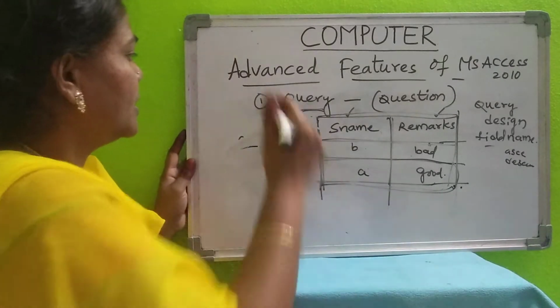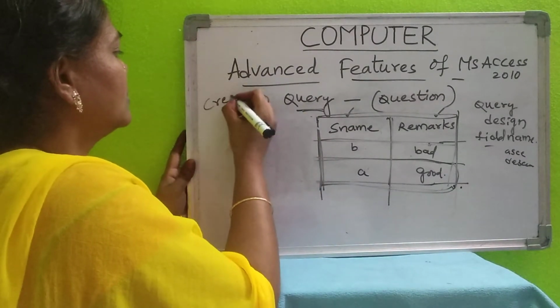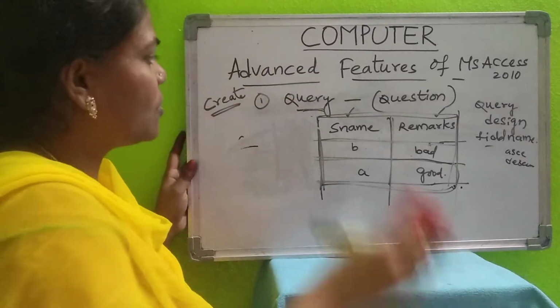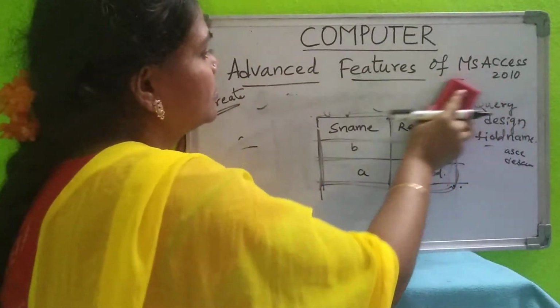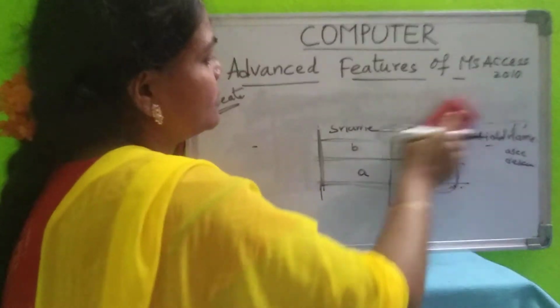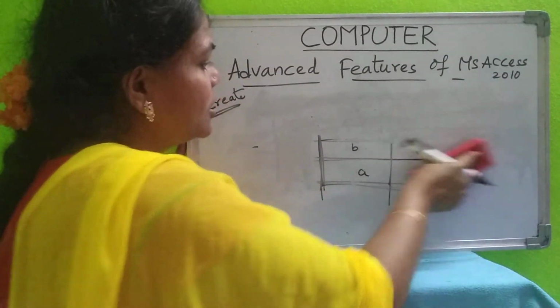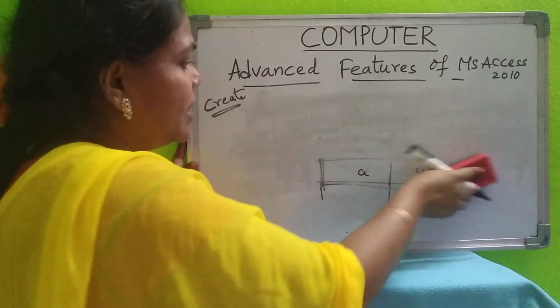This is in the Create tab. In this Create tab only you have the query, forms and reports. You also have to save this query. After displaying this, if you want to save the query, you can save that query also.